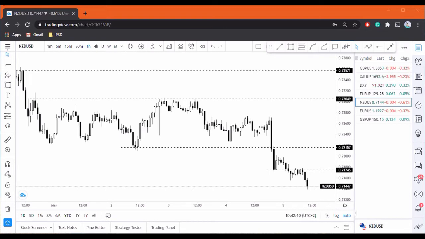Most of the time, that's why they say, after London closes, don't trade. Most of the time, New York doesn't do much after London closes, because the big move that was supposed to happen happened when London was closing.